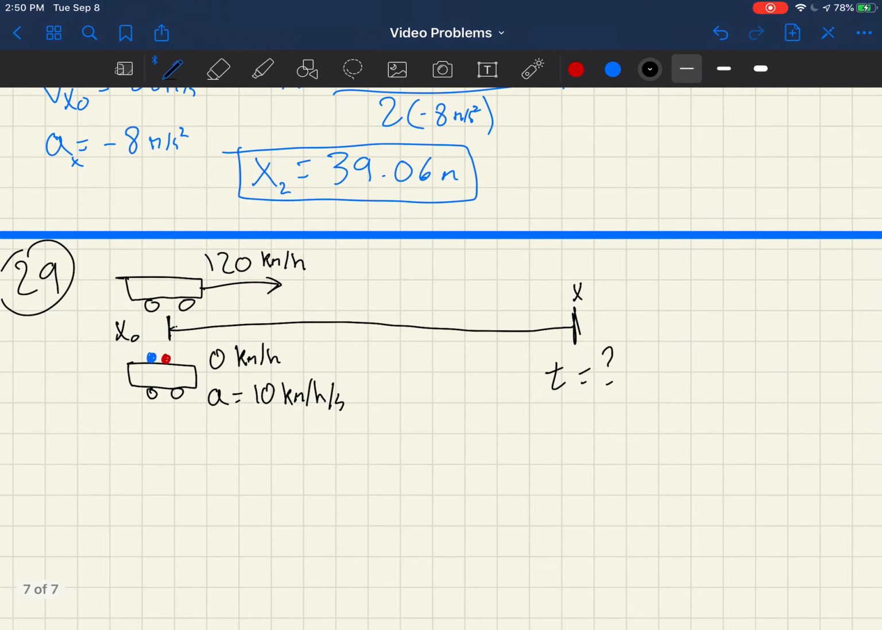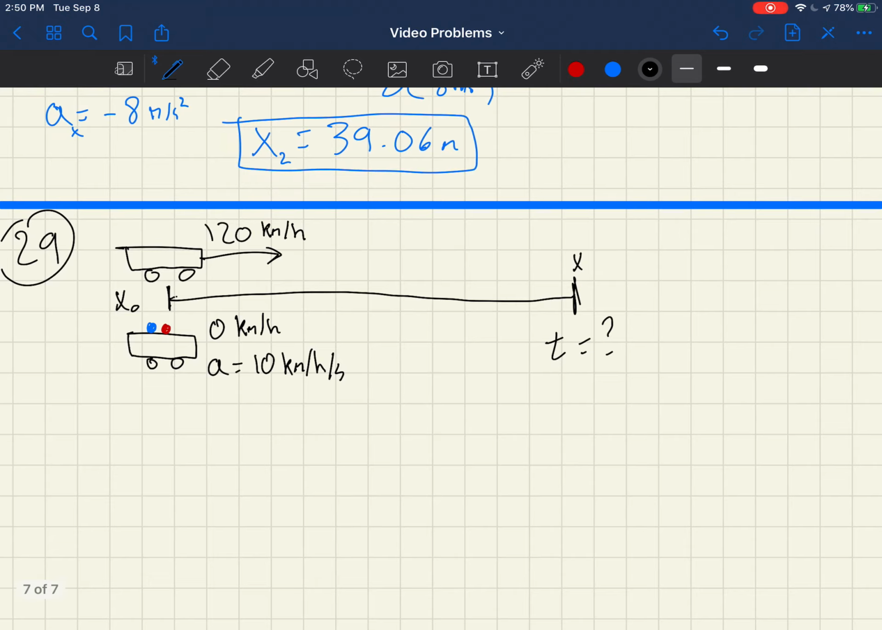So we're worried about when x for both of them is the same, right? When they both have the same x position, the same final position, what the time is during that, okay? We don't know the final speed of the cop car. We do know the final speed of the regular car is going to be 120. But because we're going to base this off of what the cop car is doing, let's just write down some variables that we know.